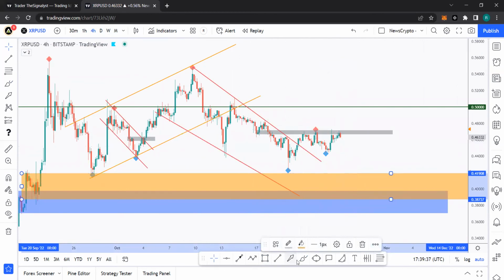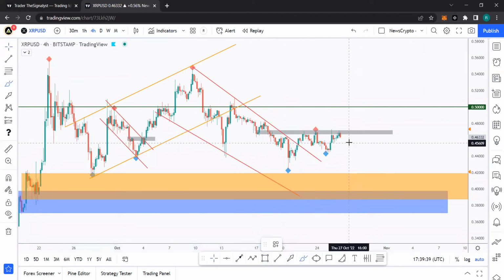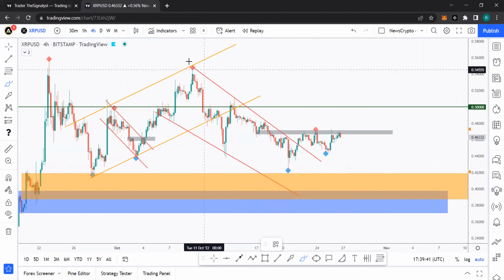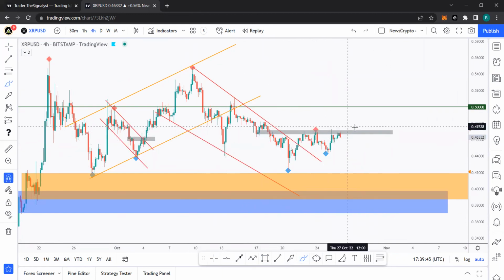For now, can't really add much. For the bulls to reclaim control again, we had the break above this falling wedge, but we didn't really have a break above the last major high, which would be this area.